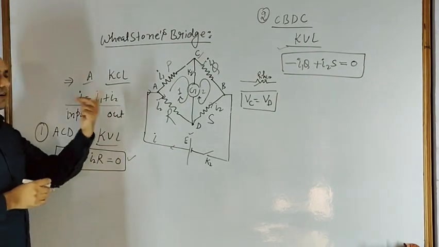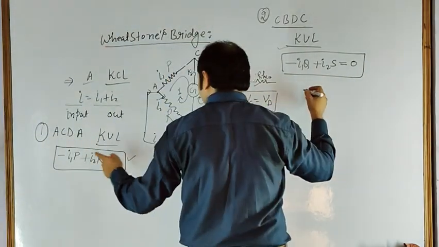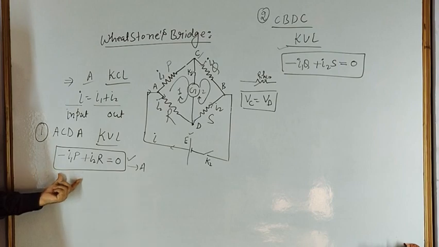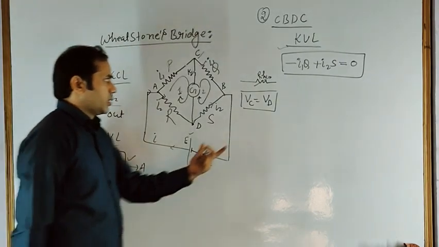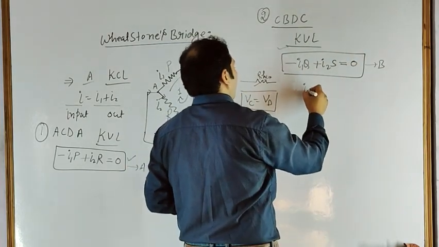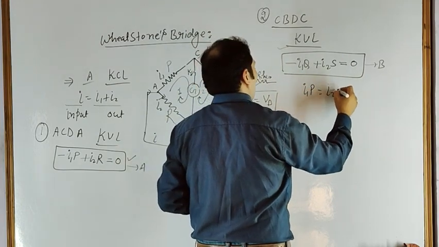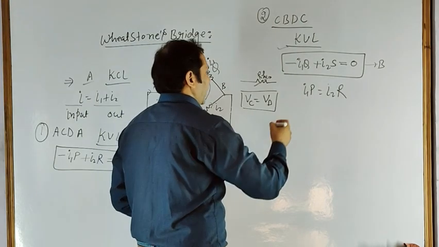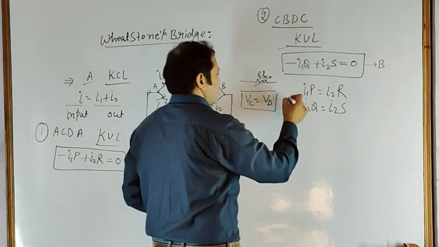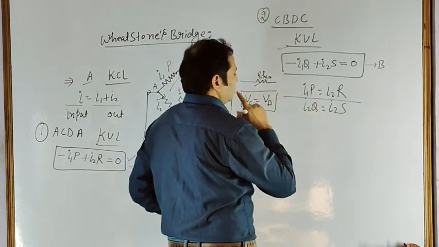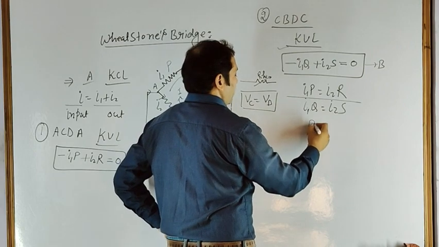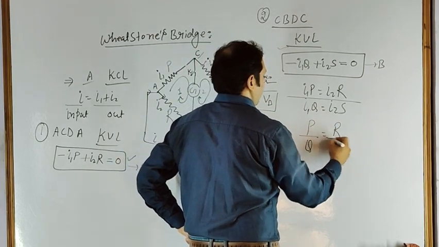Summarize these equations and find out the result. From equation number A, I think it's visible to all, and this is equation number B. I1P equals I2R. Check it. I1Q equals I2S. So just divide these equations. You will find the equation P upon Q equals R upon S.